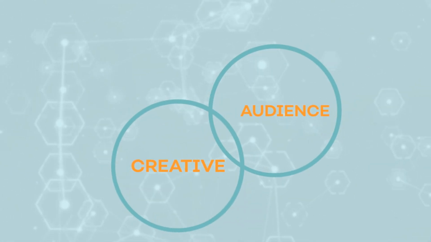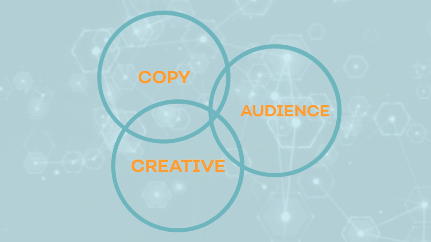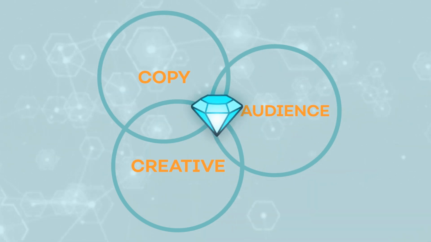When it comes to testing Facebook ads, there are three things you need to get right: audience, creative, and copy. Get all three things right and you'll have a very successful Facebook ad campaign on your hands. Here's how you do it.